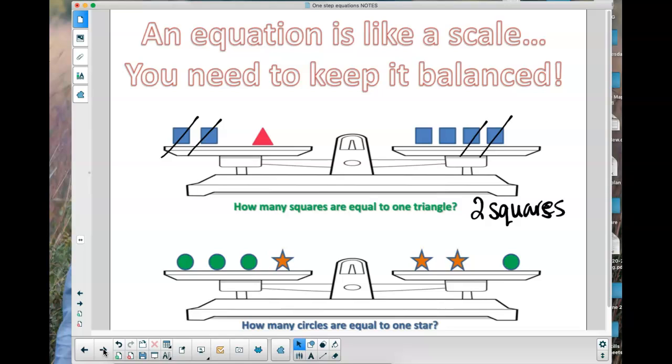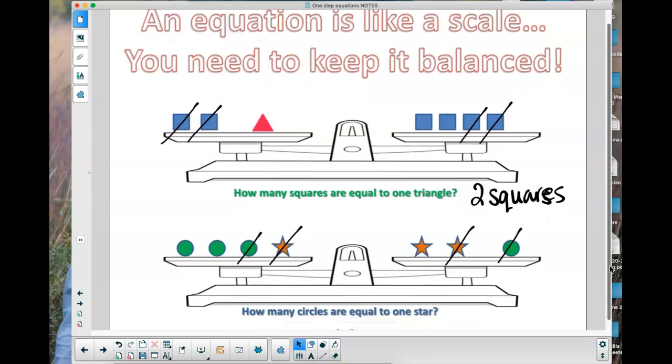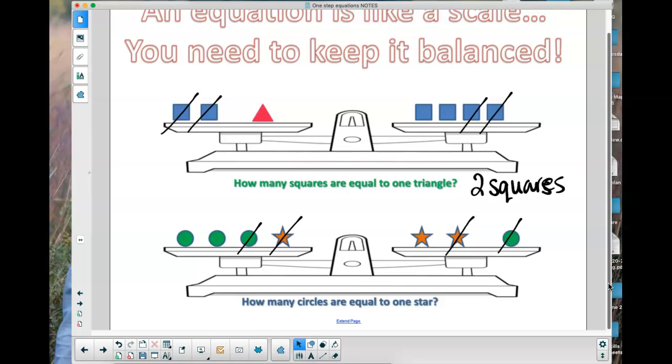Okay, on the second one, if I take a circle off of each side, is it still balanced? As long as I take it off of both sides, it's balanced. What else can I remove from both sides? One star. So 1 star is equal to how many circles? 2. Okay, but whatever you do to one side, you've got to do to the other side. We're going to do that same thing when we're solving equations. When we do to one side, we have to do to the other.